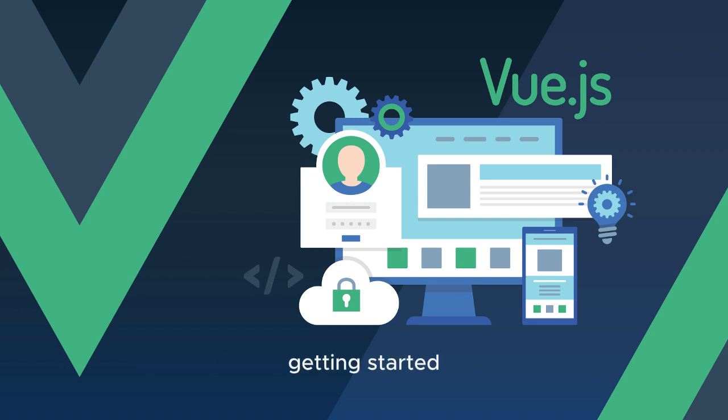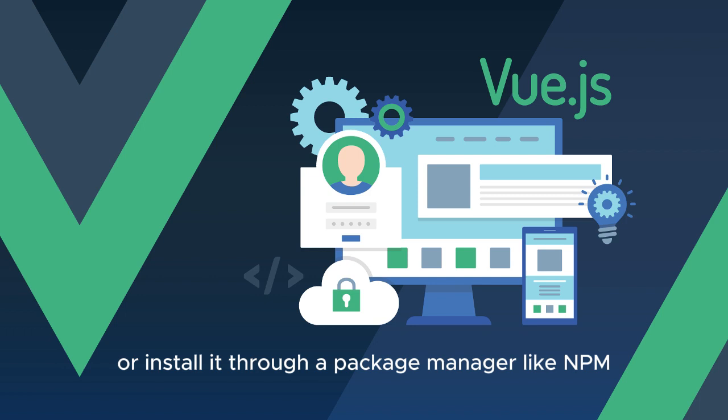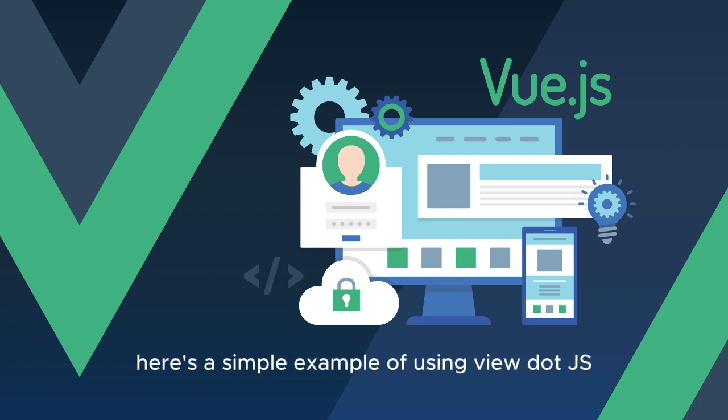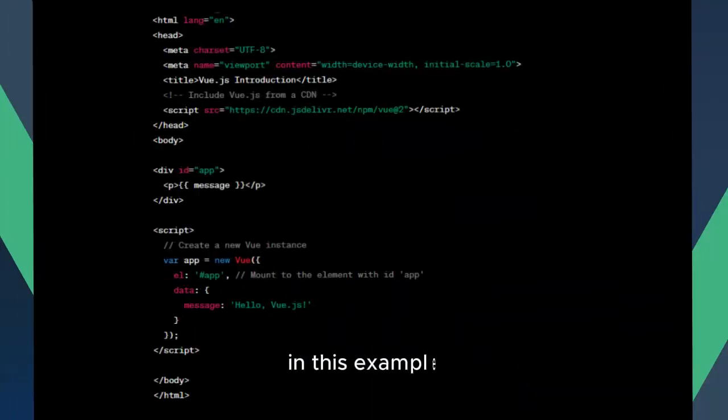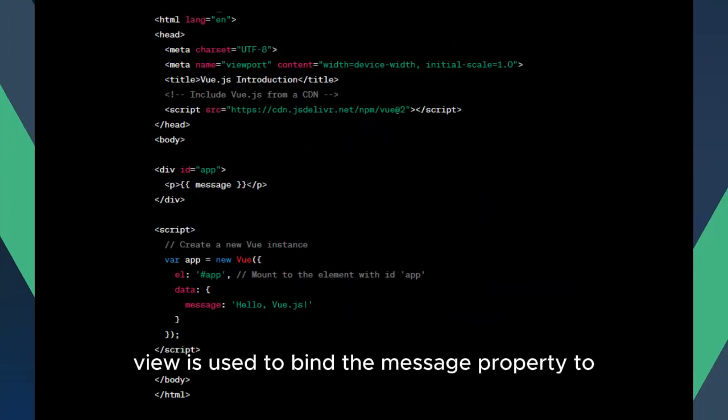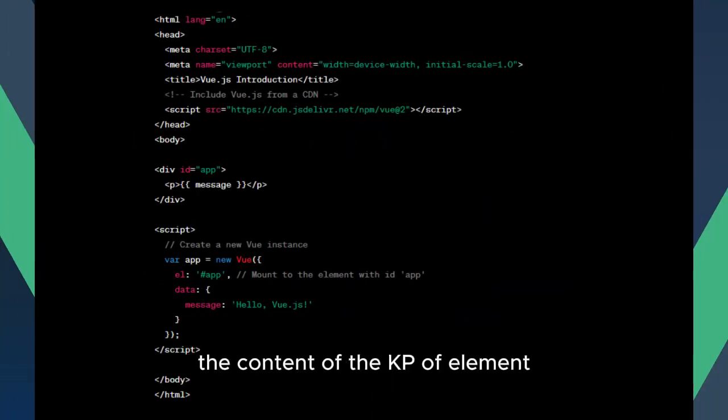Getting started. To use Vue.js in your project, you can include it via a CDN or install it through a package manager like npm. Here's a simple example of using Vue.js in an HTML file. In this example, Vue is used to bind the message property to the content of the paragraph element. When the data changes, Vue automatically updates.